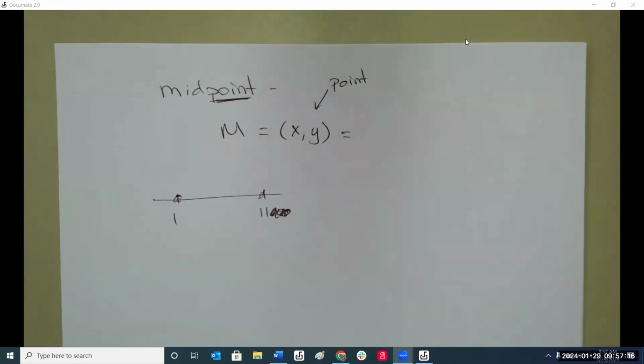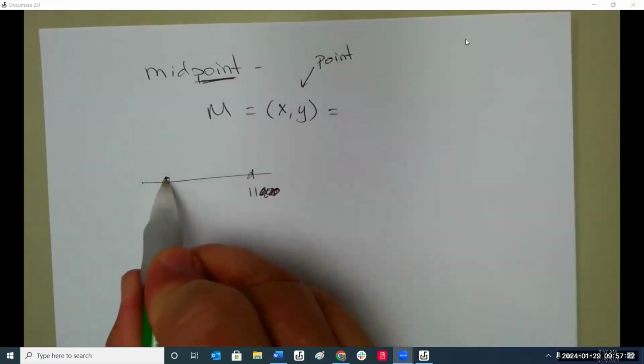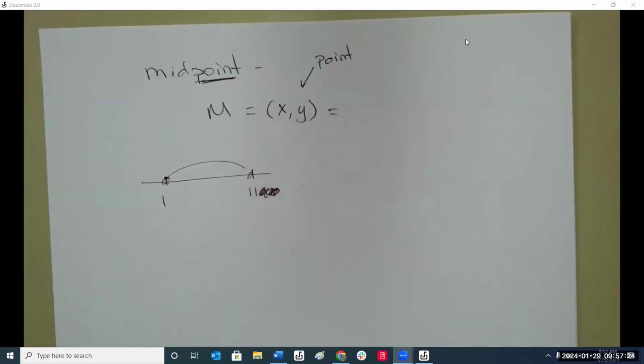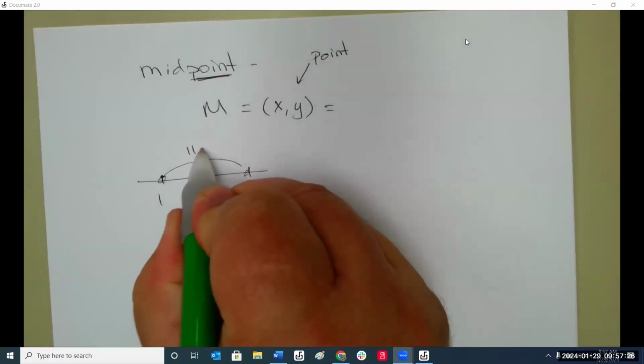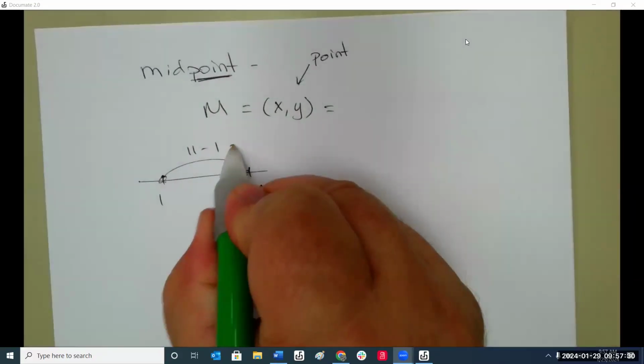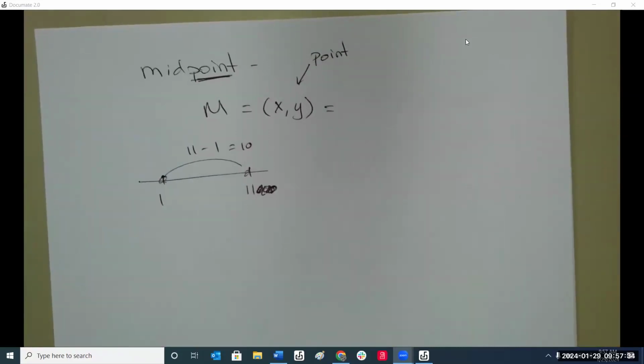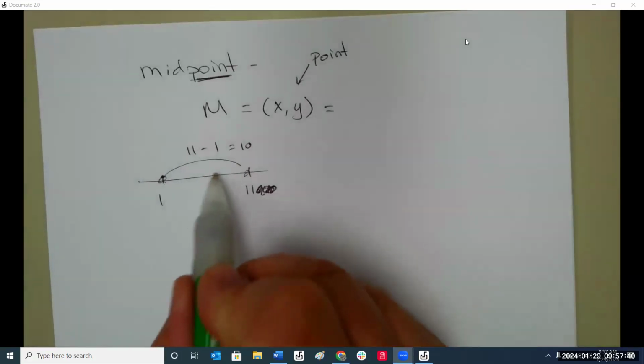No, remember how we found the slope formula, the y2 minus y1? Because the distance between these two is 11 minus 1, which equals 10. There are 10 numbers between 1 and 11. Whereas if you start at 1, you count 10, you get to 11. But that's the distance between them.